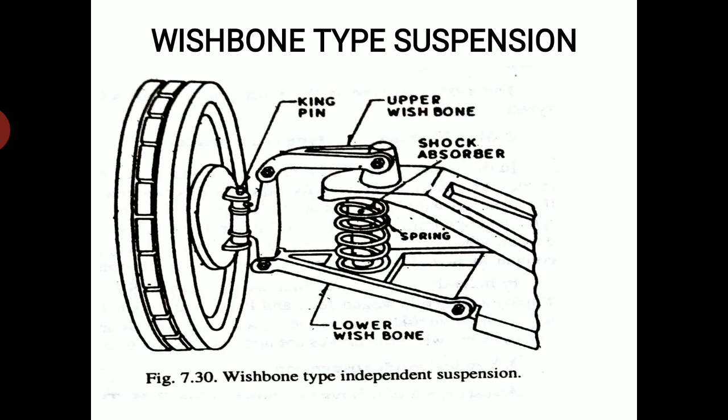So you have to draw the figure. This one, wishbone type suspension. So upper wishbone and lower wishbone. Then there is a shock absorber. Spring will be there. Then there is the kingpin.